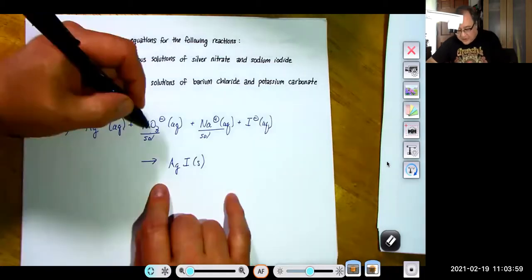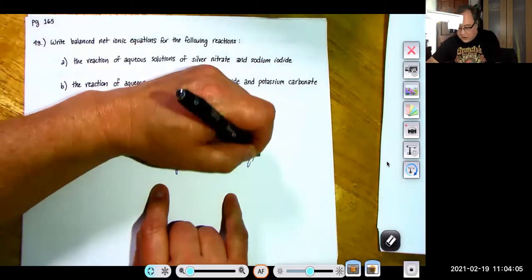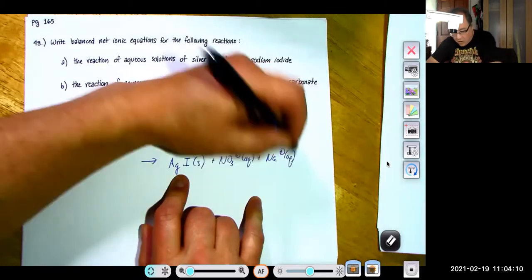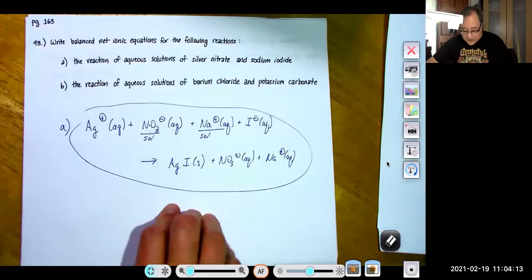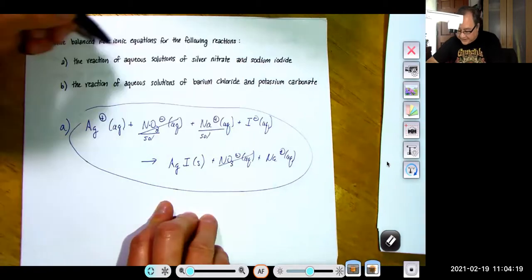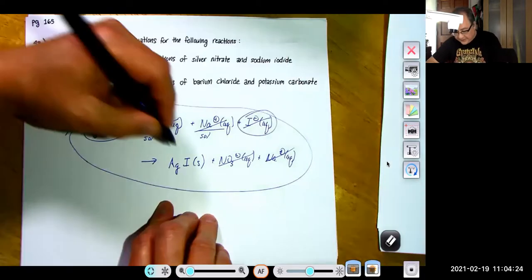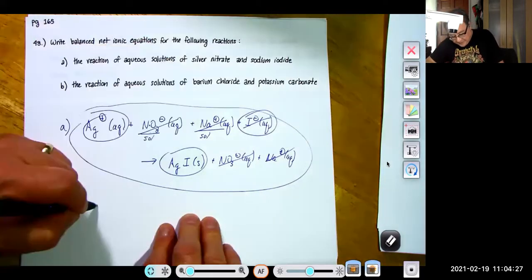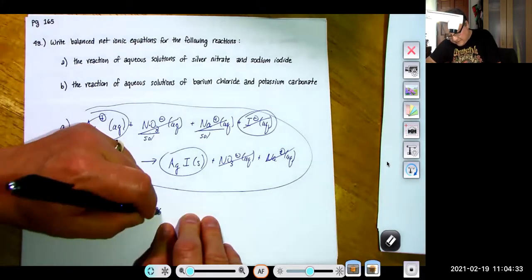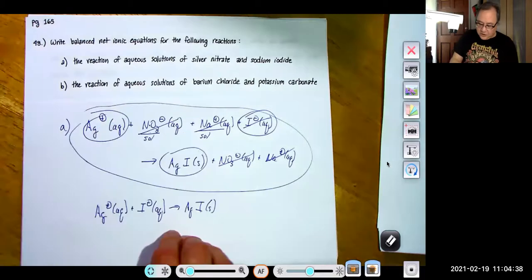And these two, what happens to this nitrate? Nothing. What happens to the sodium? Nothing. So if this is my overall ionic reaction, what's the net? Well, I get rid of that because it hasn't changed. I get rid of that because, whoops, excuse me, that because it hasn't changed. And I include these things in my net. So you're going to do the same thing for B.